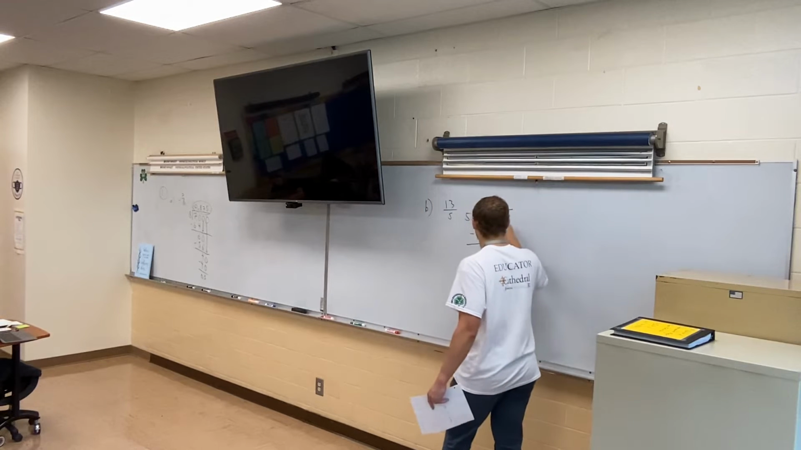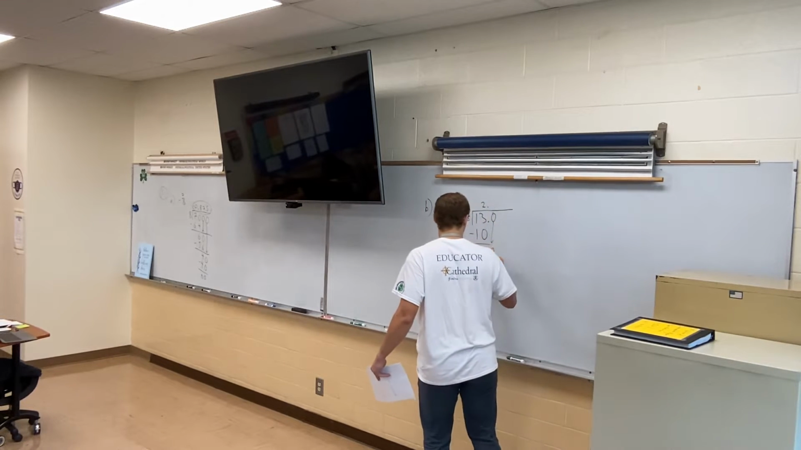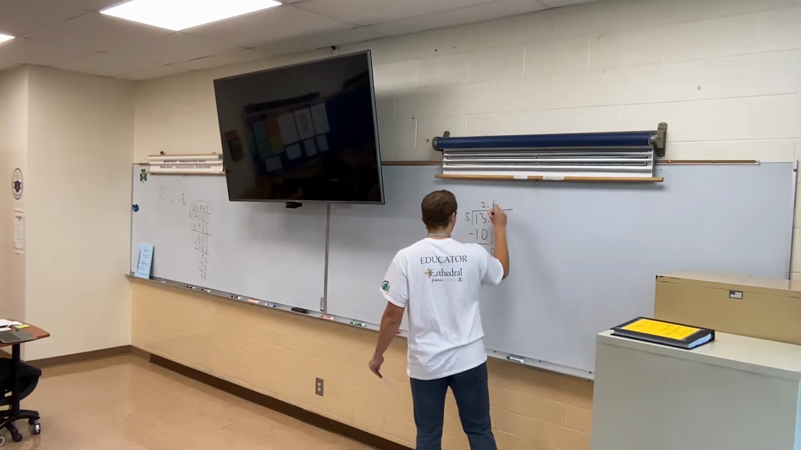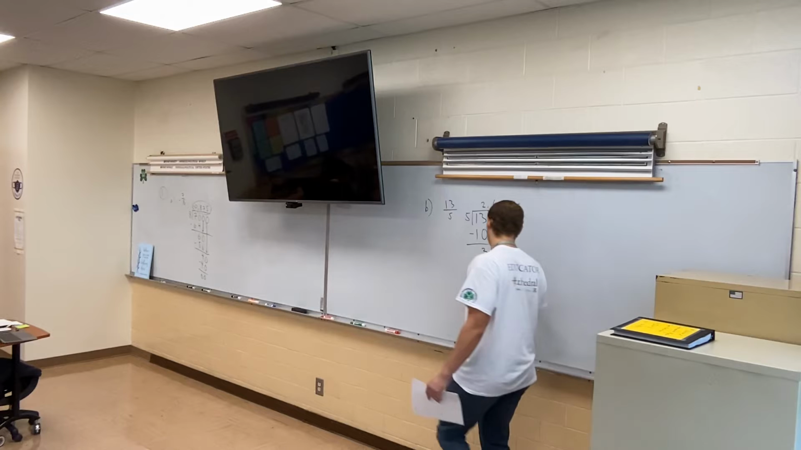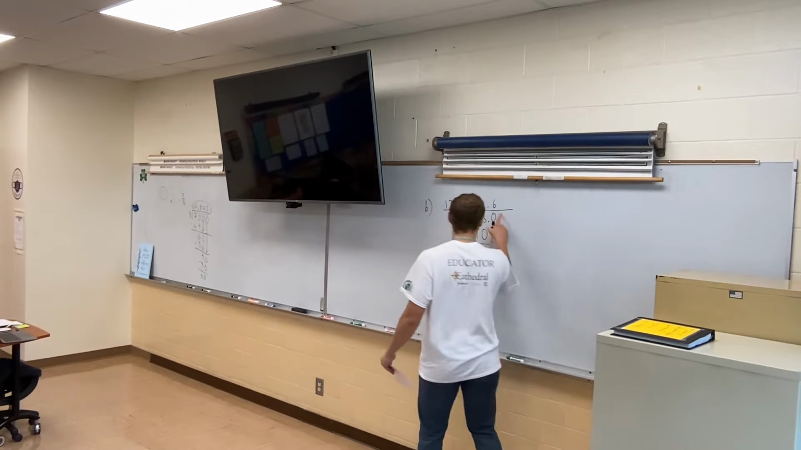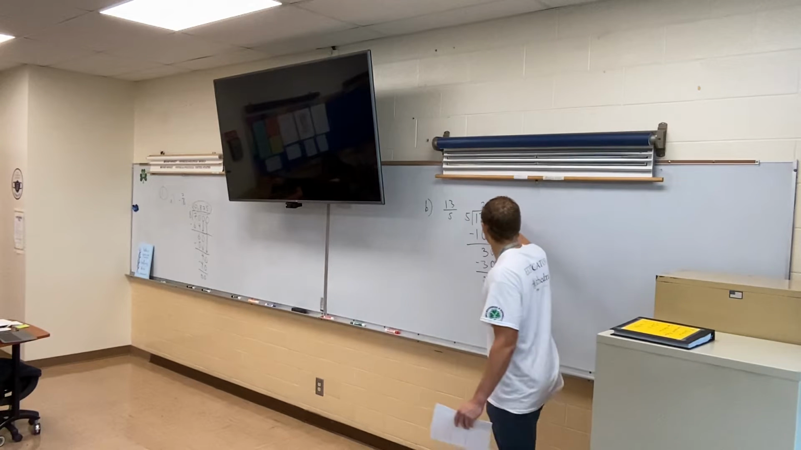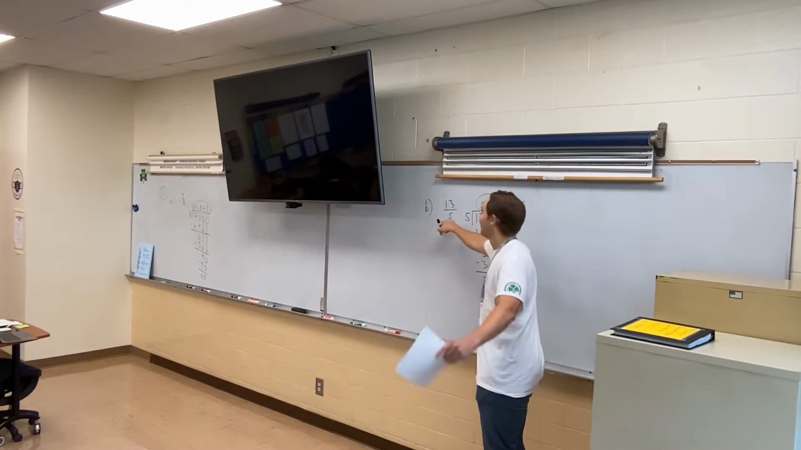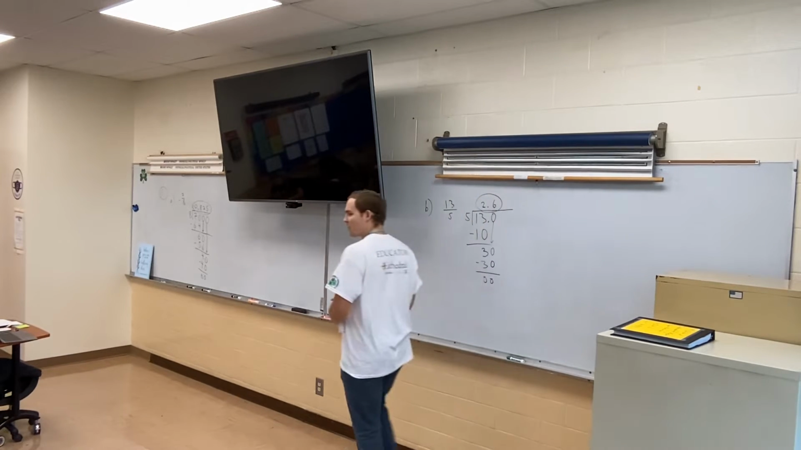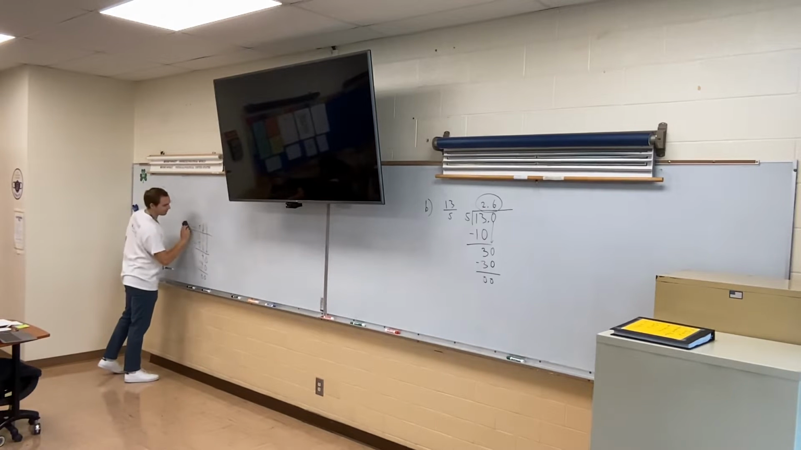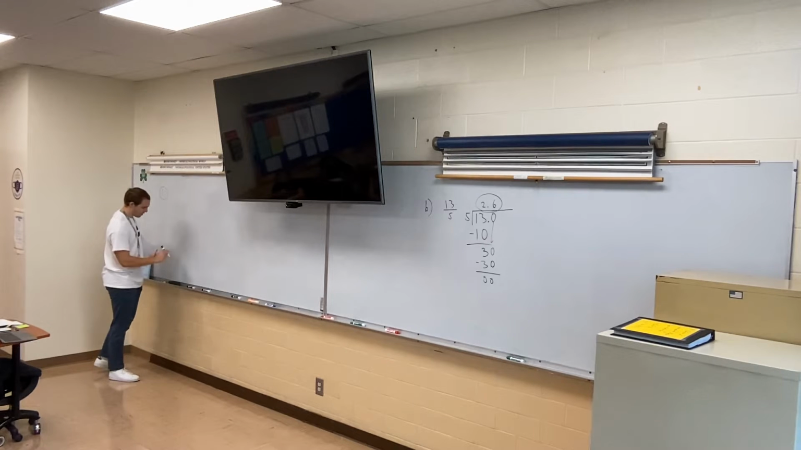Add a 0, drop down. 5 goes into 30 6 times, so I'm going to write a 6 up here. 6 times 5 is 30. 30 minus 30 is equal to 0. So no remainder, 2.6 is the final answer. Let's check. My original fraction is positive, so the final decimal should be positive. Any questions on that one? Should hopefully be review.